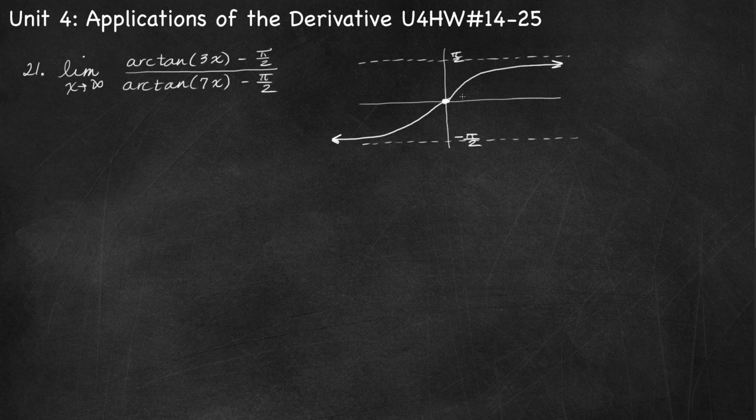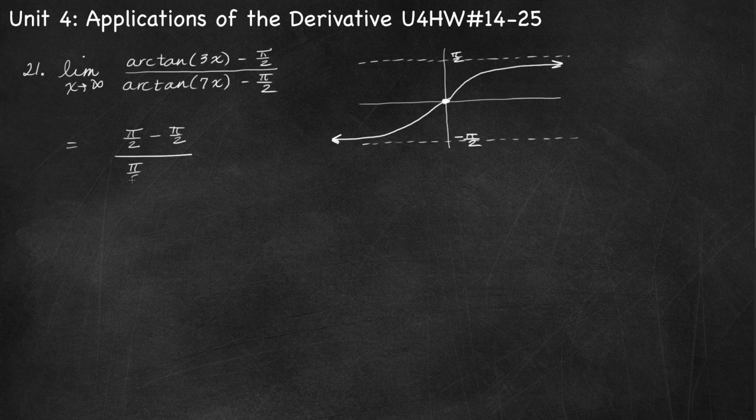And with this limit, I want to know what is the arctangent of an infinitely large x value. If x is infinitely large and positive, then arctan is approaching pi over 2. So this is going to be pi over 2 minus pi over 2 over, and then arctan of 7 times x, well, that's still taking the arctan of an infinitely large number.